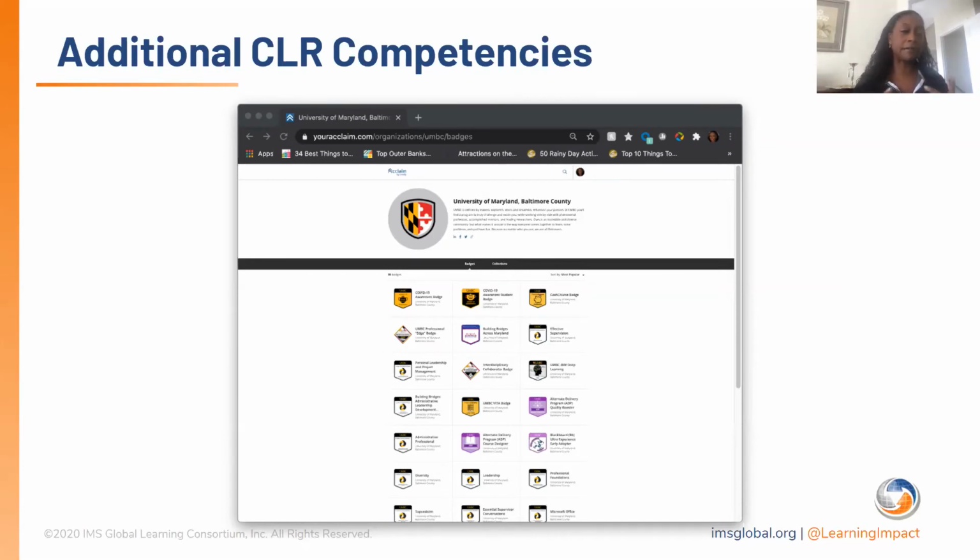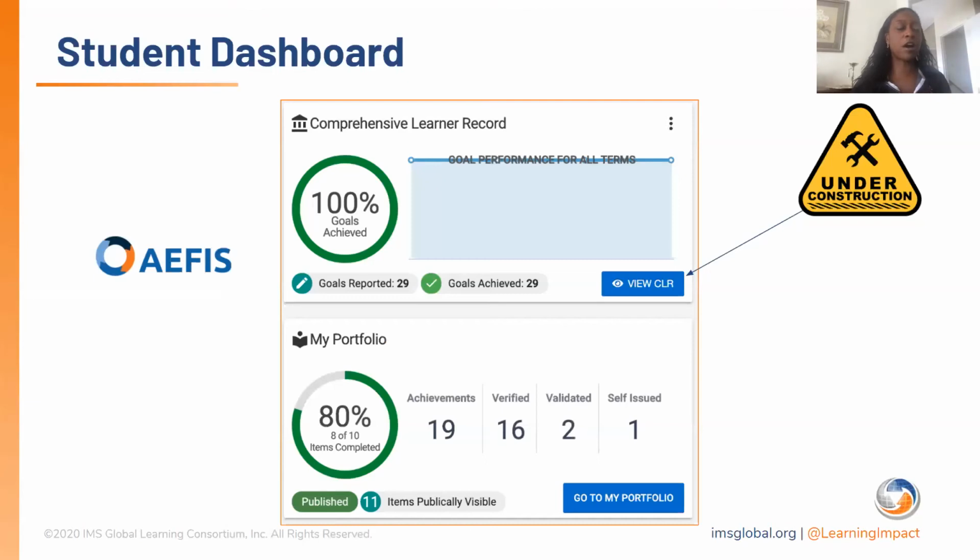So next slide. So where we are now is we're finishing up working with AEFIS on our CLR pilot we're working through. You see our under construction sign, and over the next month, we're going to be running students through these modules so that we can demonstrate what that CLR is going to look like to them on the other end. Next slide.